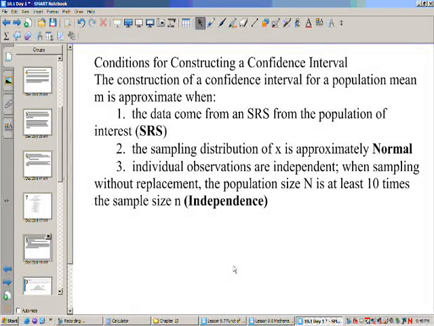Now, conditions for constructing a confidence interval. The construction of a confidence interval for the population mean, mu, is approximate when the data comes from an SRS, the sampling distribution is approximately normal, and the observations are independent. So when we're sampling without replacement, we have to say that the population size is at least 10 times our sample size.